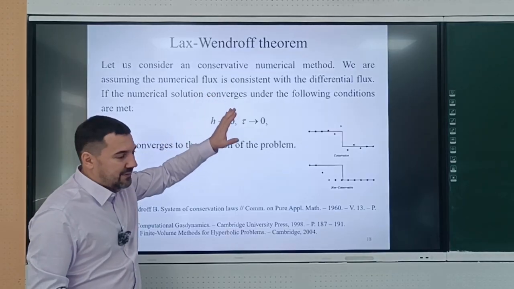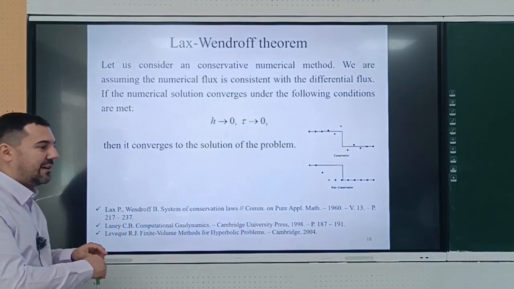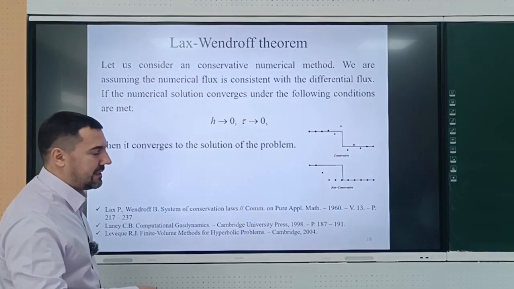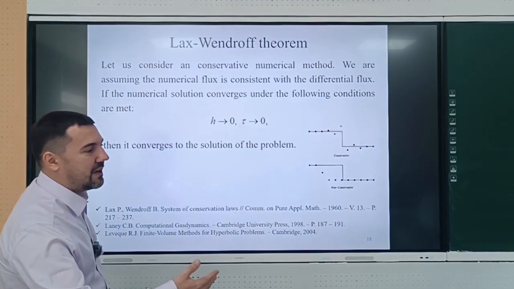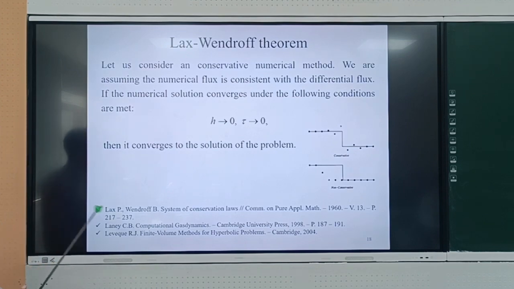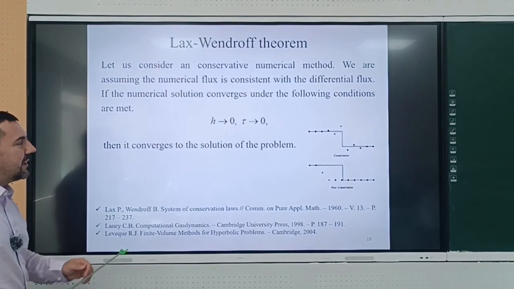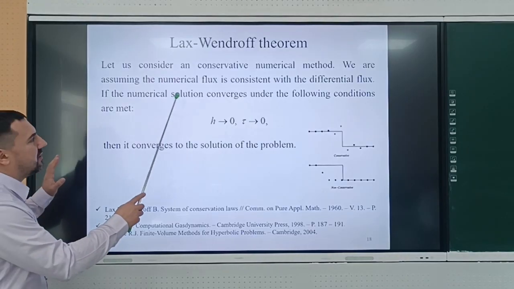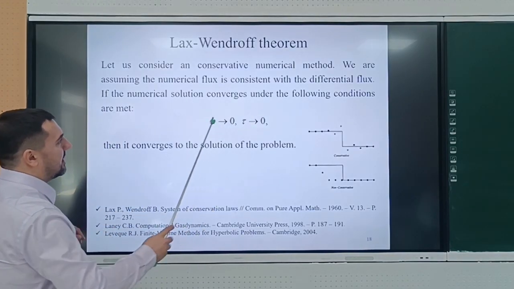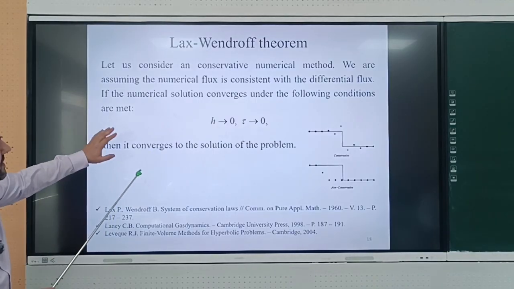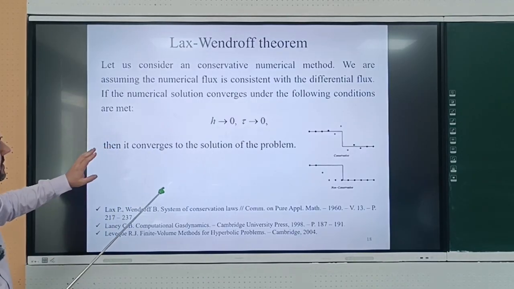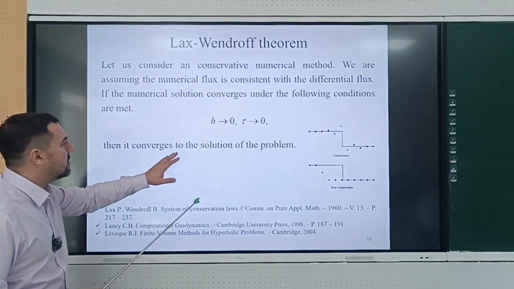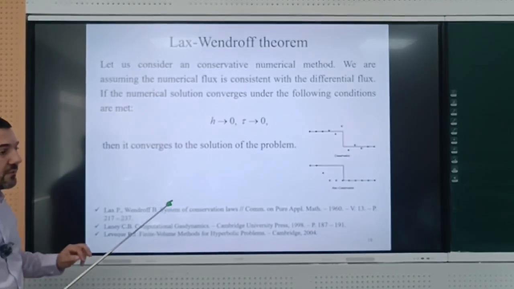The definition of consistency here for equations that admit discontinuous solutions also is not the same. We are not able to use the Taylor series expansion, but I'm not going to discuss it in detail. We're assuming that the numerical flux is reasonable, consistent with the differential flux. If the numerical solution converges under the following condition, h goes to 0, tau goes to 0, then it converges to the weak solution of the problem.